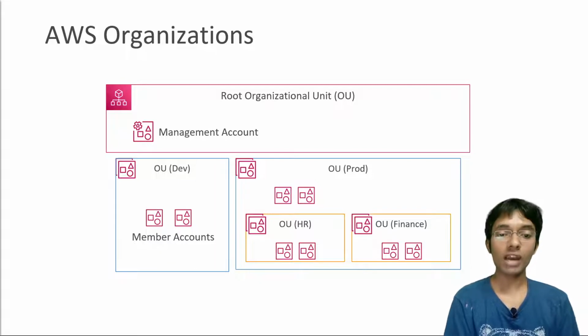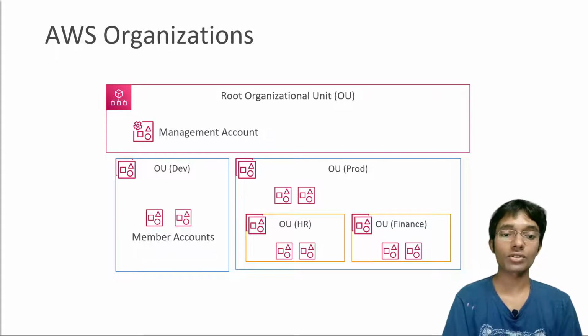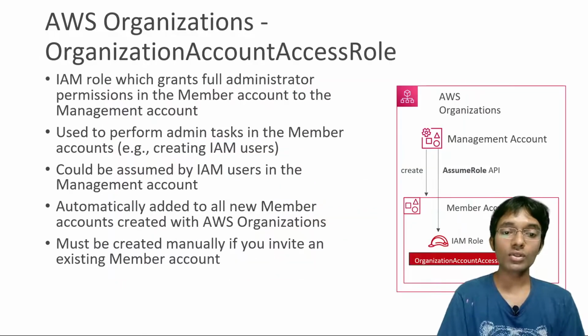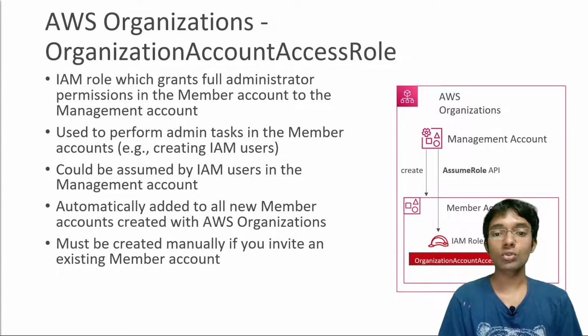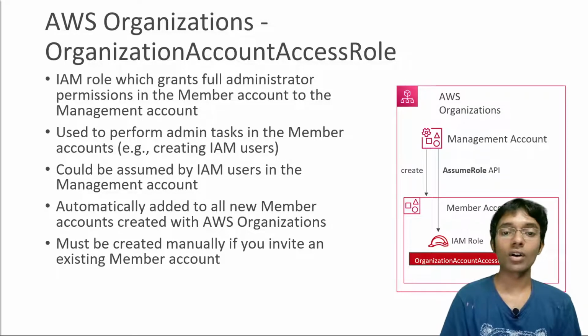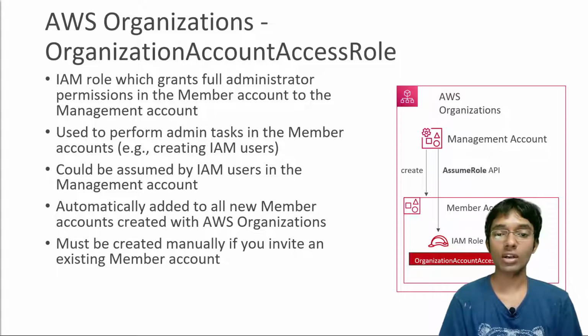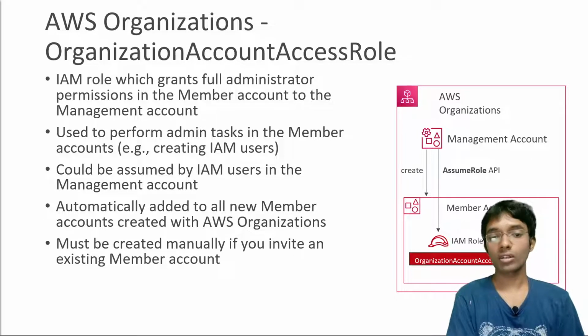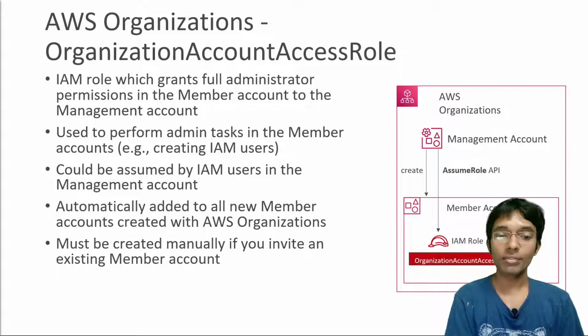So once we have all these accounts, how does Organizations perform its administration? There is a very special term you need to know for the exam called the organization account access role. When we have the organization and the management account, if we create a member account using an API from the Organizations service, then automatically an IAM role within the member account is going to be created. And that IAM role is called the organization account access role.